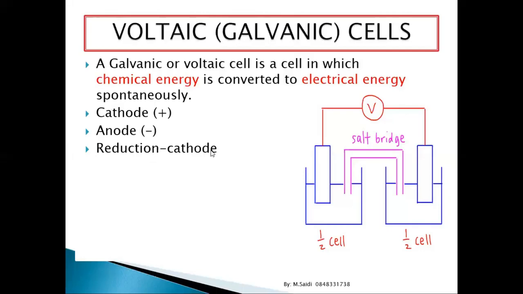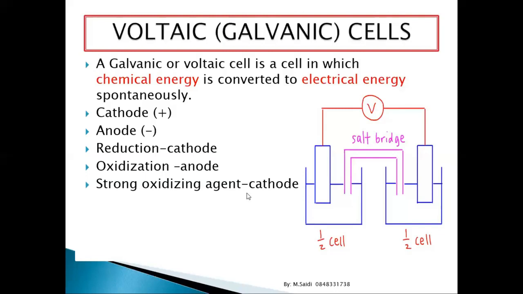Reduction takes place at the cathode. This one remains the same even in the electrolytic cell. And then oxidation occurs at the anode. Still the same thing as in the electrolytic cell. A strong oxidizing agent is put on the cathode.